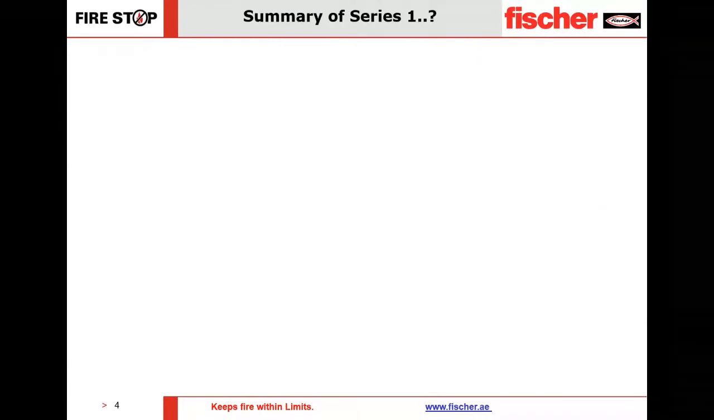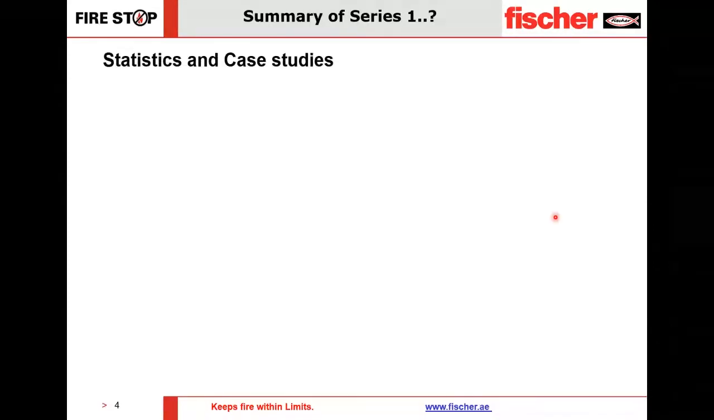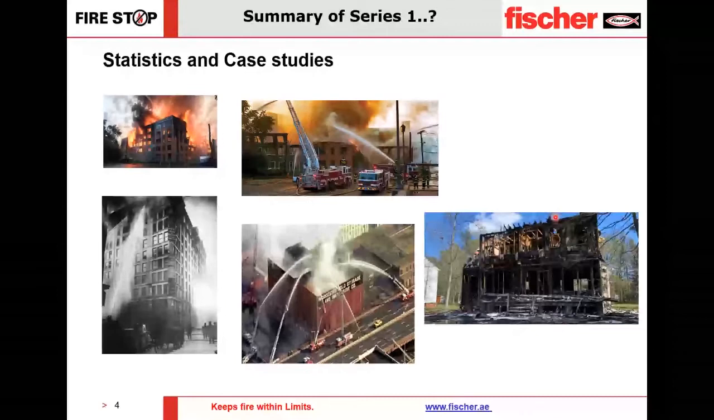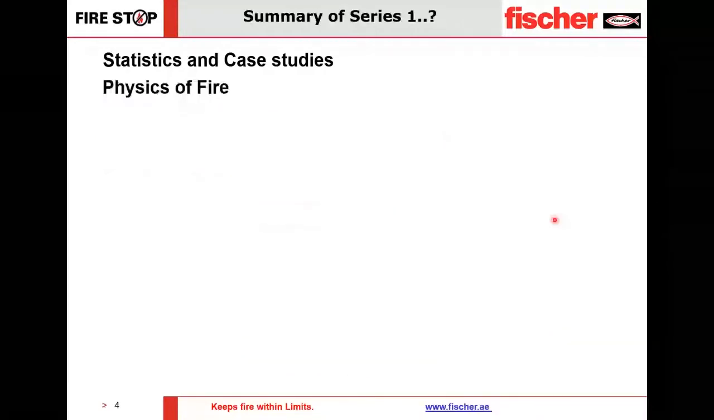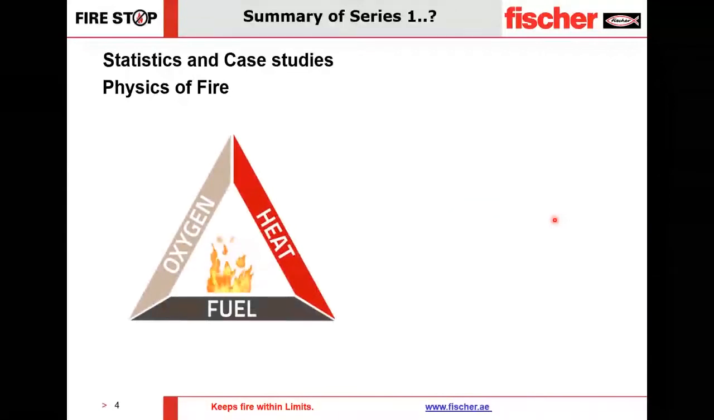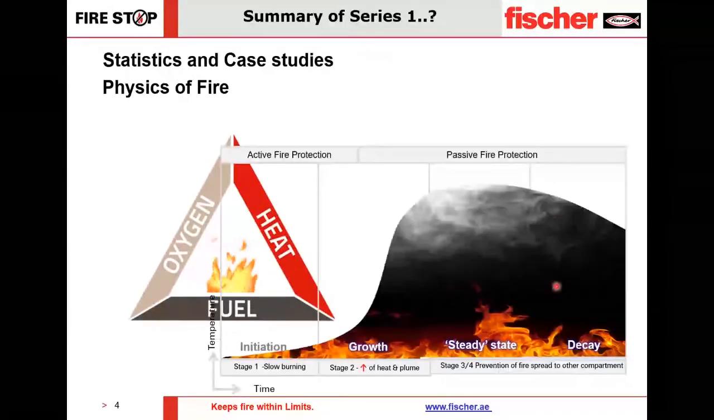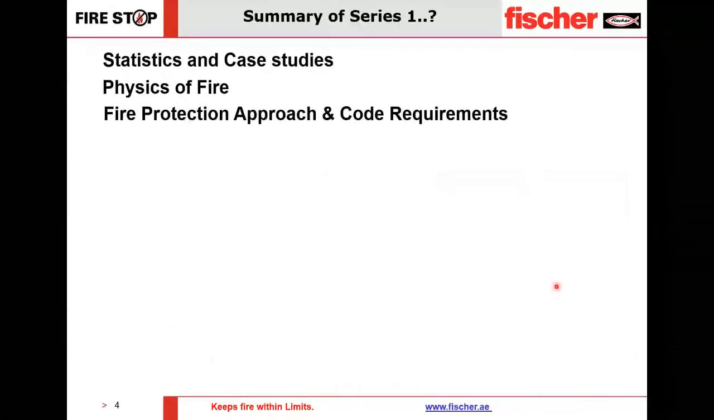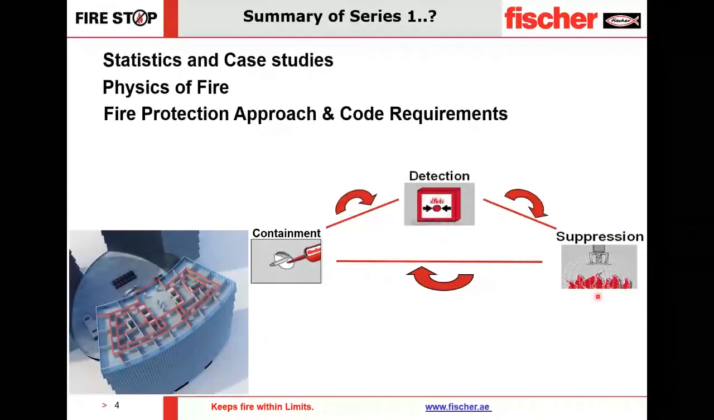So just to recap, in the first installment of these Firestop series, we had discussed some case studies concluding the importance of taking a balanced approach to fire protection, which should include active as well as passive systems. To understand better, we saw how fire behaves and understood the different stages of fire. Then we saw fire stop as part of the requirement of passive fire protection and different codes requiring the same.